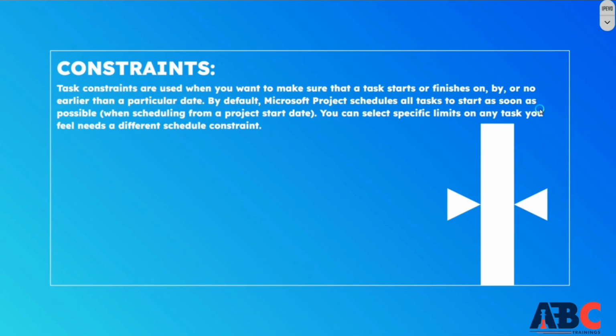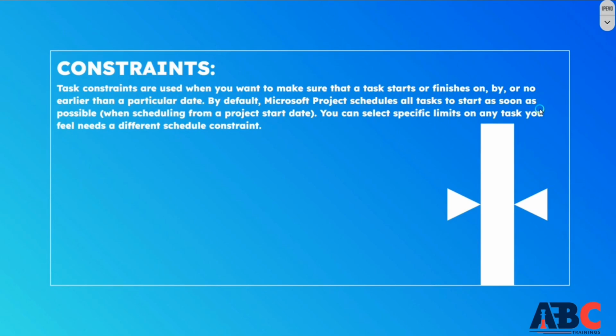It means to start on a date or finish on a date, or not to start before that date, or to start on any particular date. If we have to apply something like this, then we use a constraint for that. By default, Microsoft Project schedules all these tasks as soon as possible, meaning as soon as your project or an activity is over, what does the next activity do?